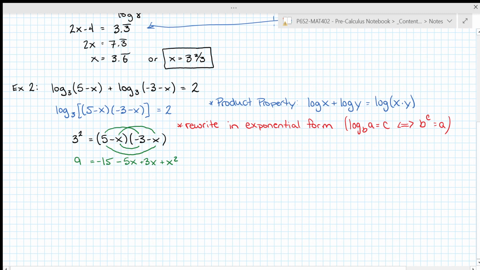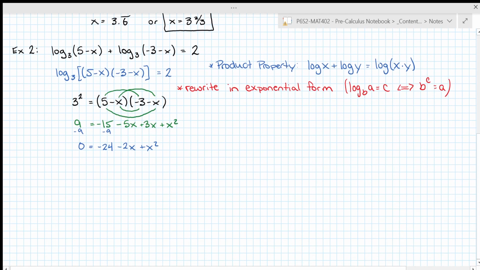So how do I solve quadratics? One way, probably the easiest way, is to set it equal to 0. So I'd have to subtract 9 from both sides and combine like terms, so I get 0 equals -15 minus 9 is -24. I got my like terms here of -5x plus 3x, which is -2x, plus x squared. And I don't like looking at it like that. I'd rather write it in polynomial form with the greatest power in front. I'll just quickly rearrange this. Got x squared minus 2x minus 24. All right, so solve for x.